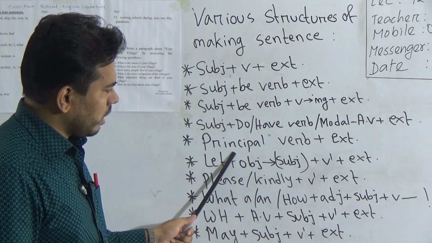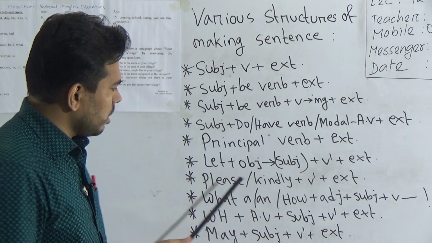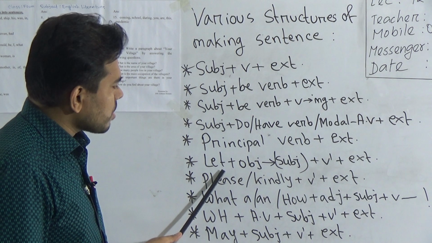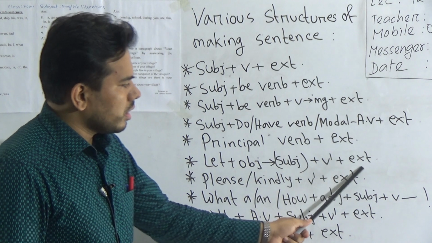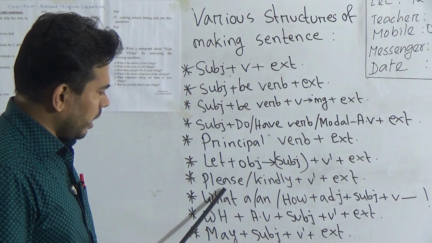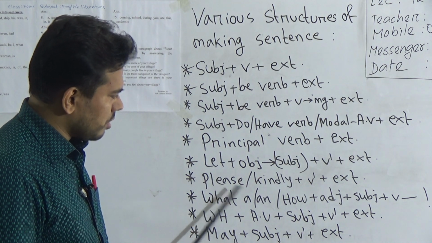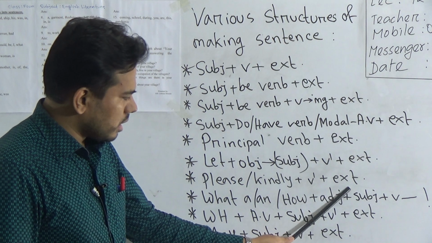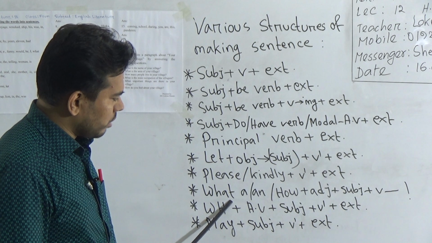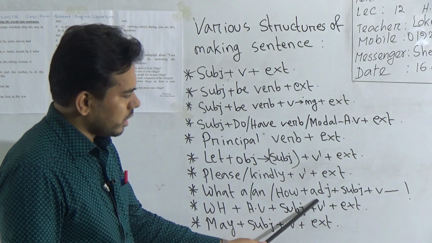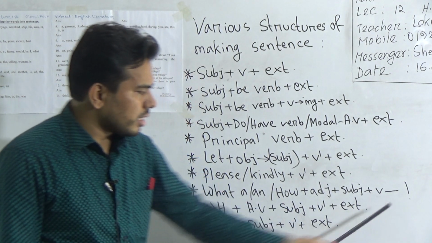Or it also can be an imperative sentence: first of all the main verb, then extension. Or an imperative sentence also starts with let first, then the objective form of the subject, then verb 1, then extension. Or if it is a requesting imperative sentence, it can start by writing please or kindly, then verb 1, then extension. Or if it is an exclamatory sentence, then it can be started by writing what, a or an, or how, then adjective, then subject, then verb, and finally you have to give an exclamatory sign.